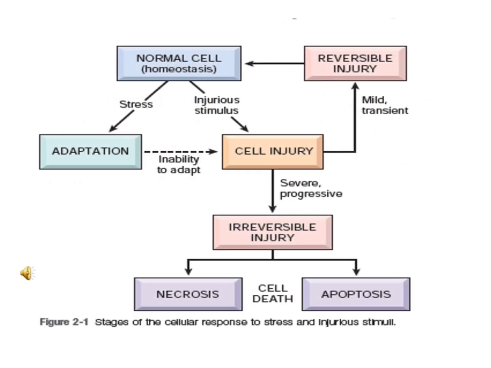Now this is the schematic diagram of the cellular response to stress and injurious agents. You can see a normal cell in homeostasis. When stress occurs, it can lead to adaptation or it can directly go towards cell injury. Adaptation also can go towards cell injury if the stress persists. And cell injury can be of reversible type or it can go towards irreversible injury, that is cell death, necrosis and apoptosis.